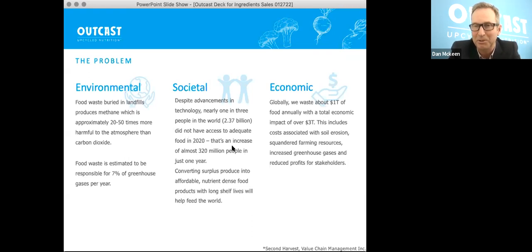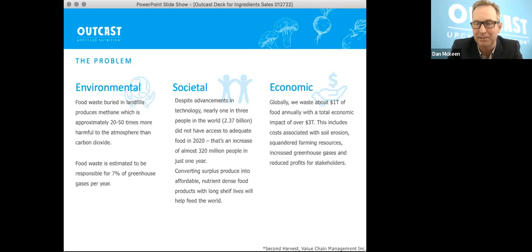The last two speakers were both producers, but when we process and turn food into powders, it has a 2-year shelf life. I know they were talking about days, so we're into years with the powders that we create. And there's a lot of economics in it. There's $1 trillion of food wasted annually, and an impact of over $3 trillion with soil erosion, farming resources, increased greenhouse gases, and reduced profits for stakeholders. It's throughout the whole chain.